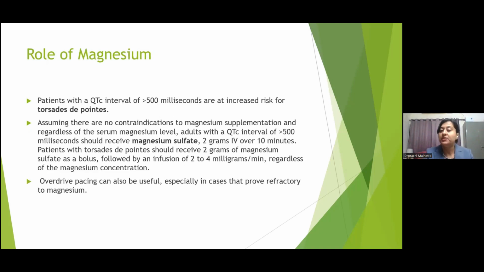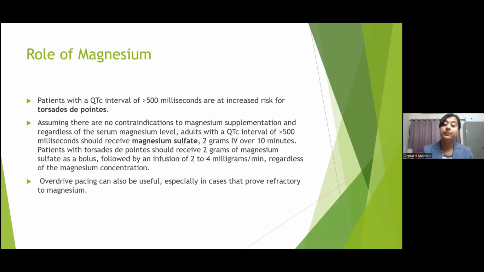Now, what is the role of magnesium? Patients with QTc prolongation of more than 500 milliseconds are at increased risk of developing torsades de pointes. Assuming there are no contraindications to magnesium supplementation, and regardless of the magnesium level, you don't have to check the magnesium level before giving magnesium sulfate. If the QTc interval is more than 500 milliseconds, you have to give magnesium straight away. How will you give it? 2 gram IV over 10 minutes. You can dilute it in 100 ml NS or so, and give that over 10 minutes.